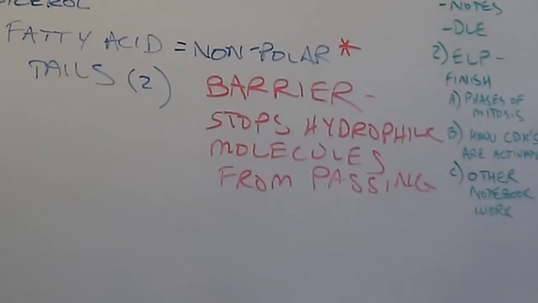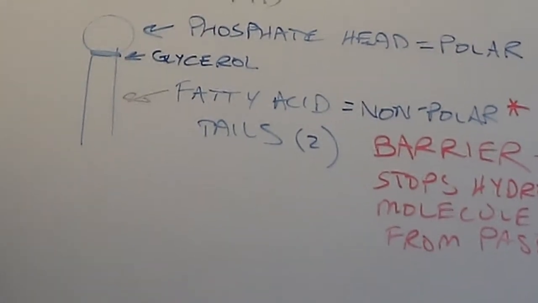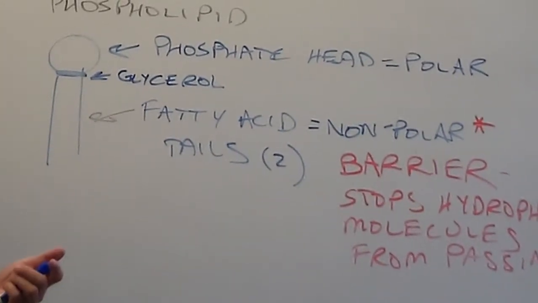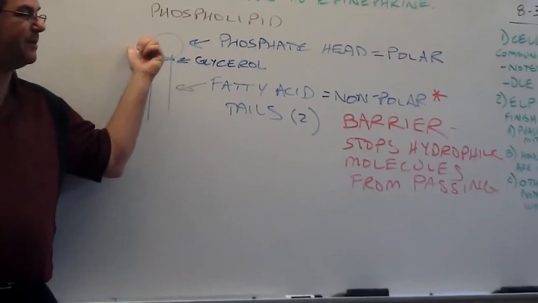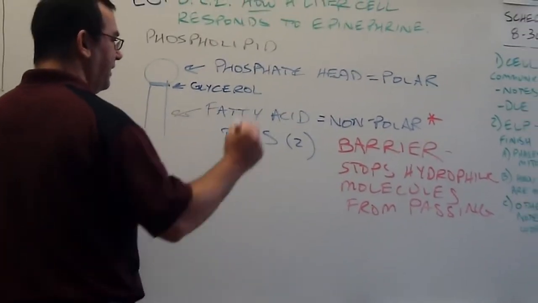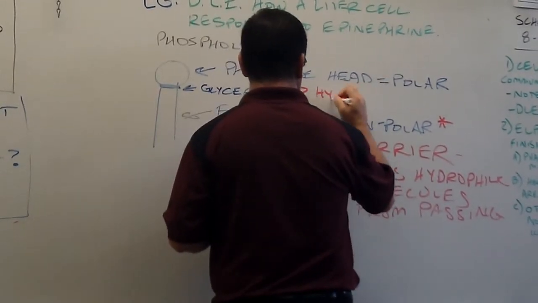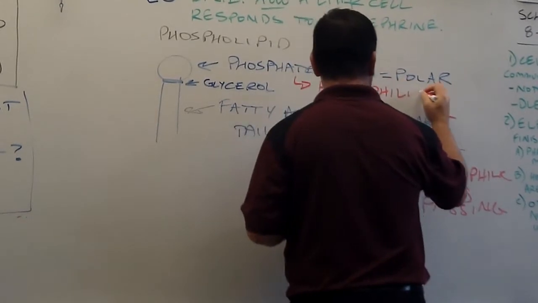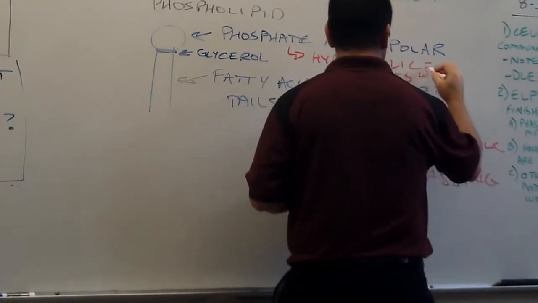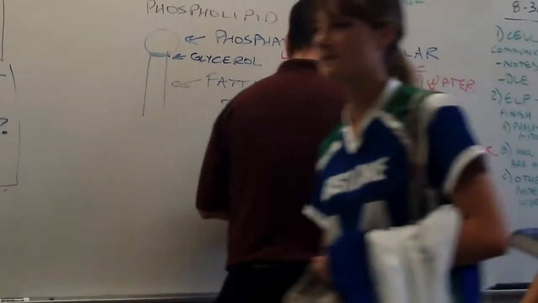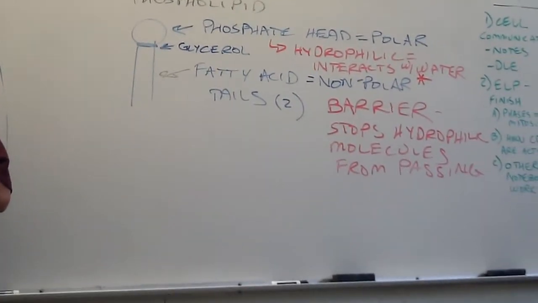Okay? Hey, what could you say about the head that is part of its function? What does it interact with well? It is hydrophilic. What does it interact with? Water. So what portion of the membrane is the head? Is it inside or outside? It is the top and bottom surface. Yay! So phosphate head polar. Hydrophilic equals interacts with water. Does that sound like enough for a phospholipid?